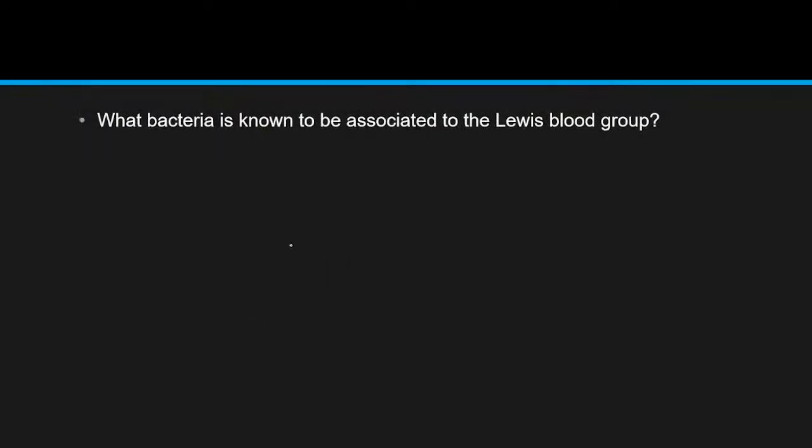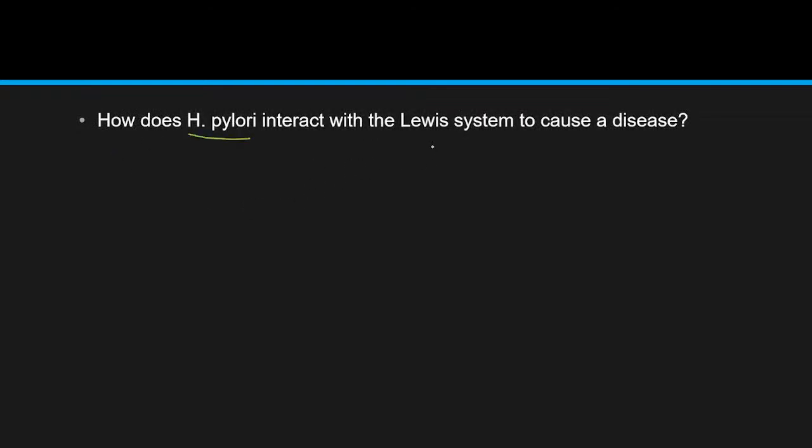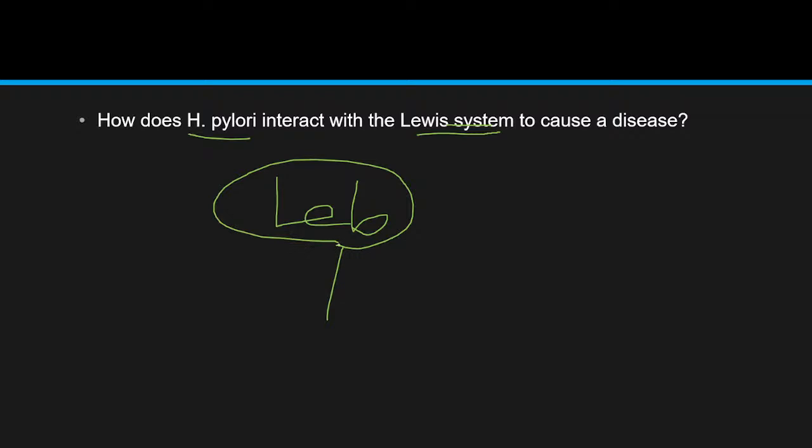All right. Now let's talk about the disease association. I think if you studied bacteriology, you will remember some of the questions. Which bacterium is known to be associated with the Lewis blood group system? It's H. pylori. Why? H. pylori interacts with the Leb attached to the gastric epithelial cells. So it attaches itself to the gastric epithelial cells.